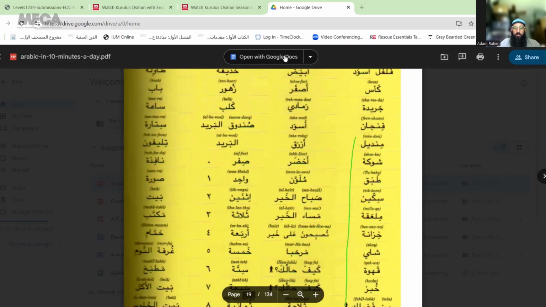The next word now, mindil. We have mindilun. Mim with a kasra, mi. Noon with a sukun, min. Dal with a kasra, di, followed by ya, so it's a stretch. Mindilun. Brother Colin, do you know what this word means?